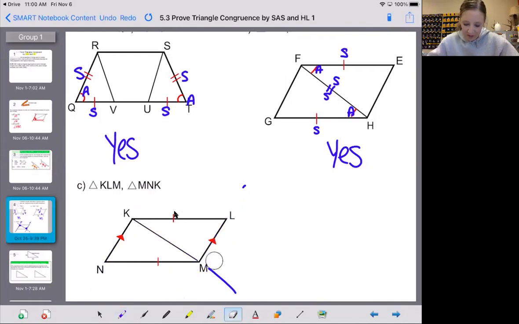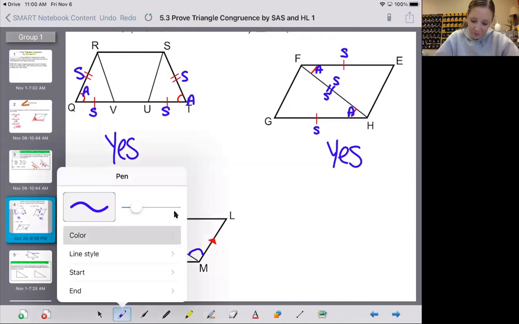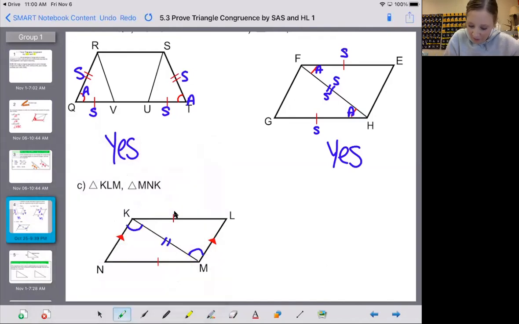But what we just discovered is that this angle here is congruent to this one down here. So even though they weren't marked originally, the parallel lines helped us mark those. And then just like on the previous example, we see that the two triangles are sharing a side. And so I'm going to work on the triangle KLM, this one over here.